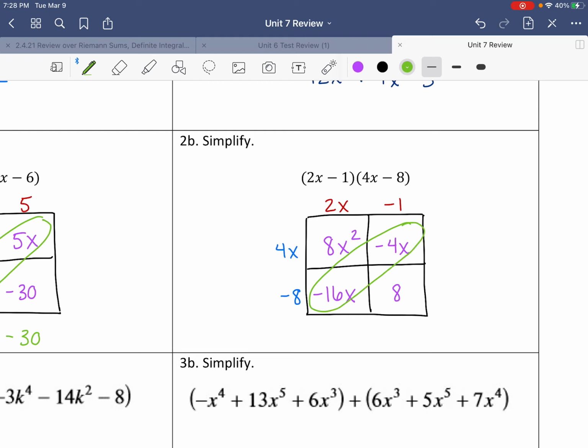Then we look at the diagonal. Those are like terms, so we can go ahead and combine those to get our final answer, which would be 8x squared, negative 16x plus negative 4x is negative 20x. Then we have plus 8.